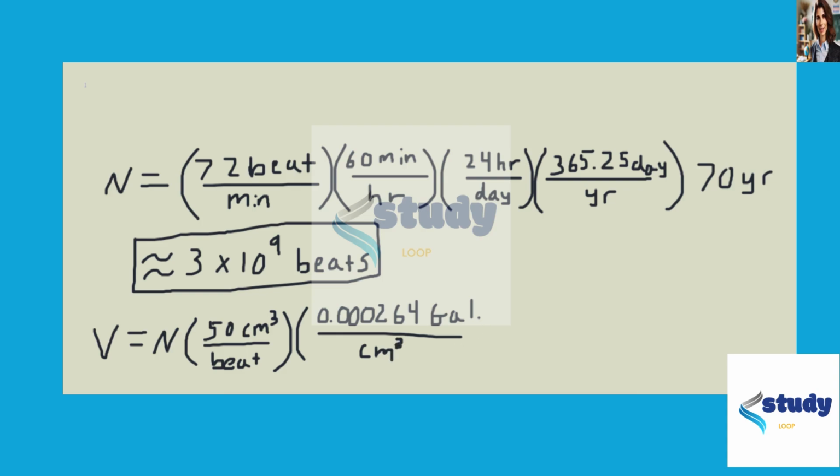So that conversion will get us into gallons. So we carry out this operation, we multiply N by 50 and then by 0.000264, and we find that the volume of blood that's pumped is approximately equal to 4 times 10 to the 7. And the units here would be gallons. We can box that in as our final solution to the question.